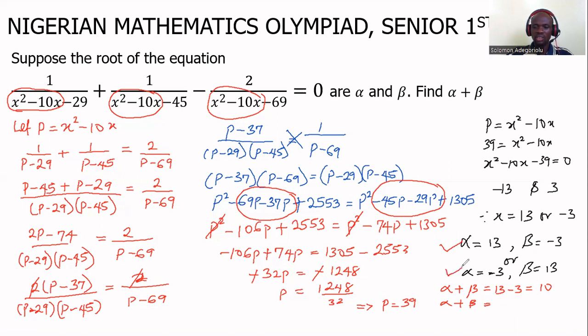If you also pick the other way around, alpha plus beta here, picking this next one, when alpha is minus 3 and beta is plus 13, minus 3 plus 13 will as well give us 10. So we can now conclude that from what we have solved so far, alpha plus beta, based on this question, is equal to 10. So this is the solution to this question.